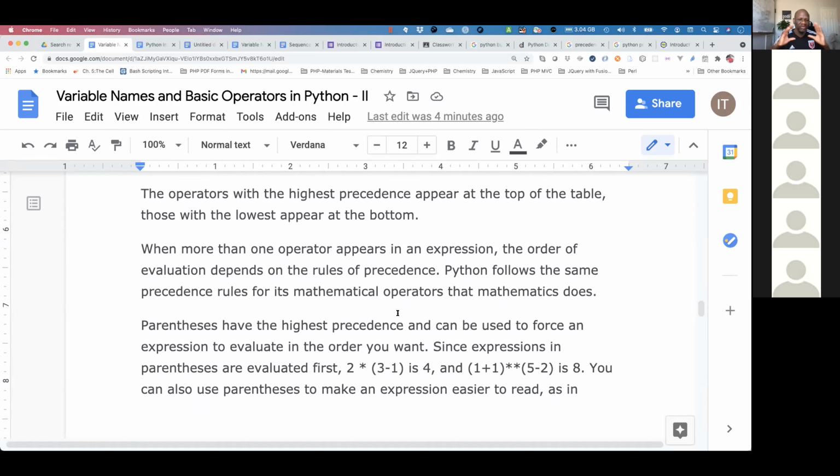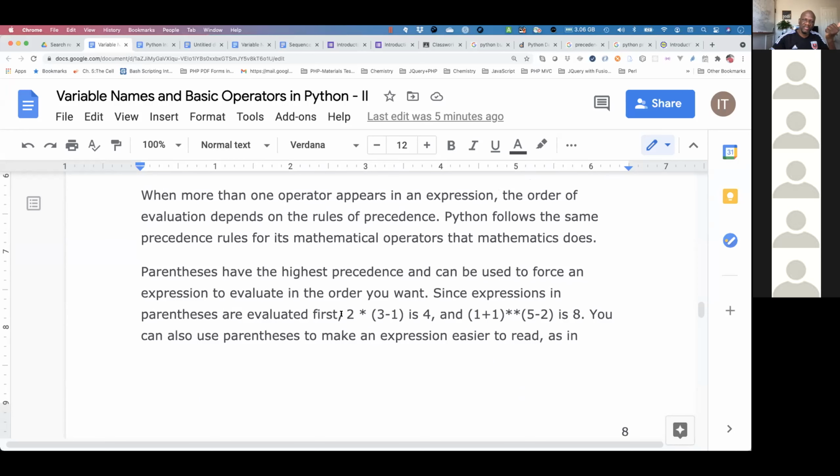If you went to school here in America, for example, college or high school, then they call it something else. I don't remember, but it's something with PEMDAS, right? So parentheses have the highest precedence and can be used to force an expression to evaluate in the order you want. Since expressions in parentheses are evaluated first, here we'll be doing what is in the bracket first.